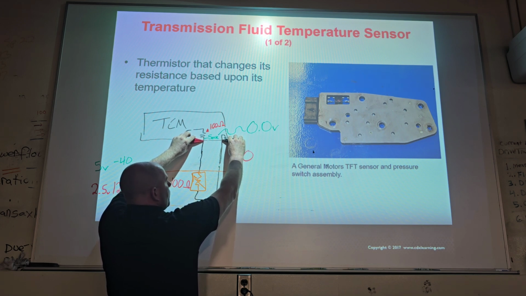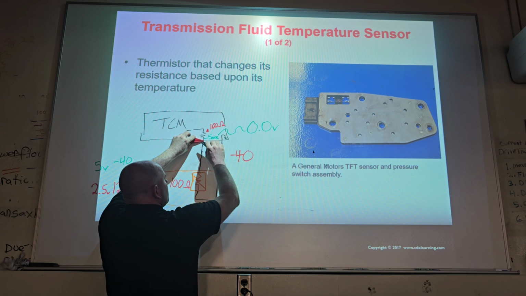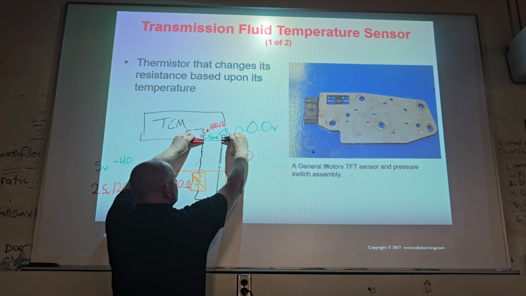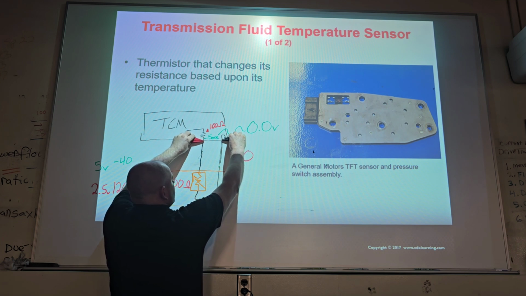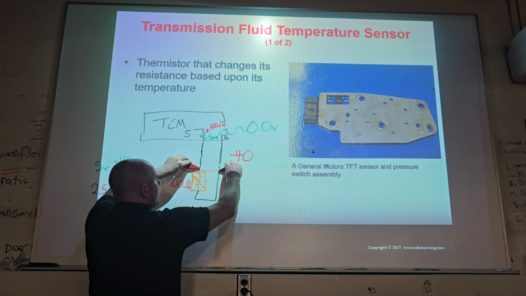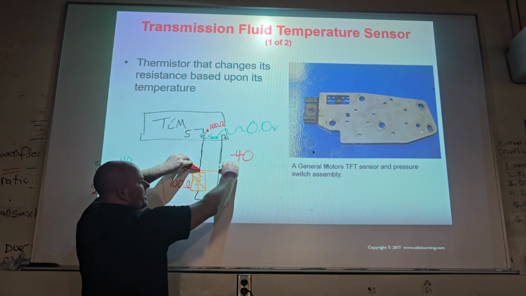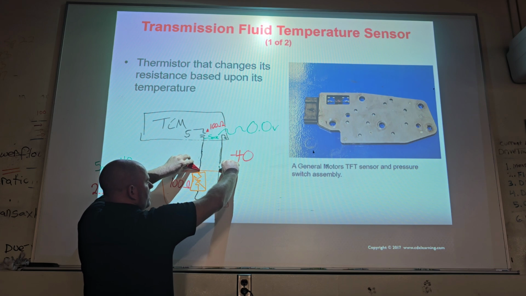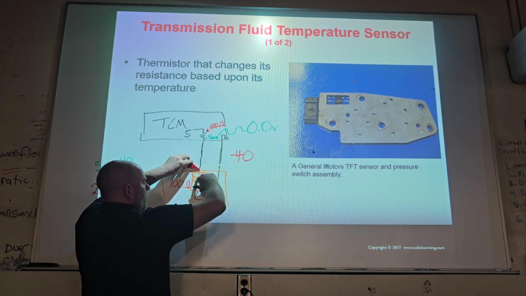Maybe, but you don't know that, do you? Because it could be here, it could be here, or it could be here. So if I read 0 ohms right here, what would I do next? How about this? What if I measured 0 ohms right here and I disconnected this? I'd have to isolate it and disconnect that. Then I would know it's in the transmission, right?